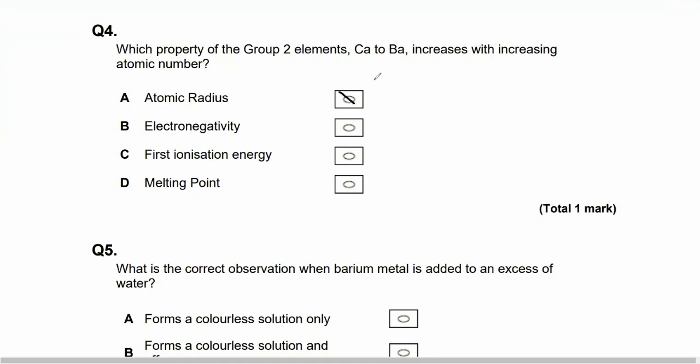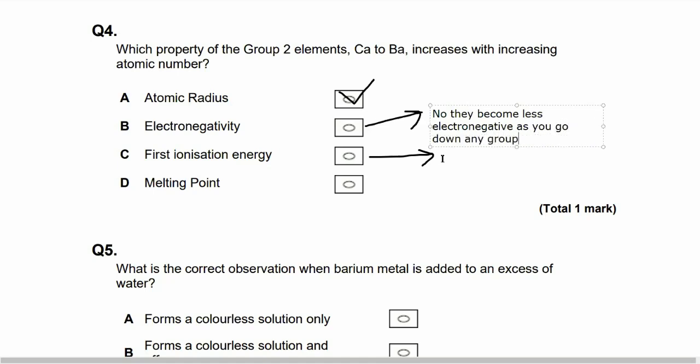Okay, well, let's see which one is increasing with increasing atomic number. And well, as you go from calcium to barium down group 2, obviously the atomic number is increasing. But let's just look at the others. Would the electronegativity increase? Electronegativity increases to the top right of the periodic table. So no, as we go down a group, you always become less electronegative. Even top right, fluorine, which is above chlorine, is more electronegative. As you go down from chlorine to bromine to iodine, you become less electronegative.